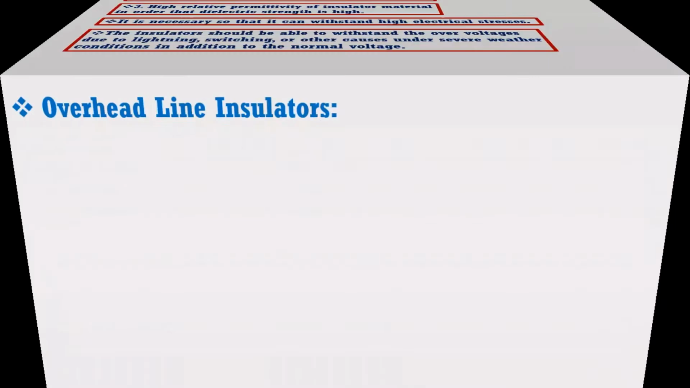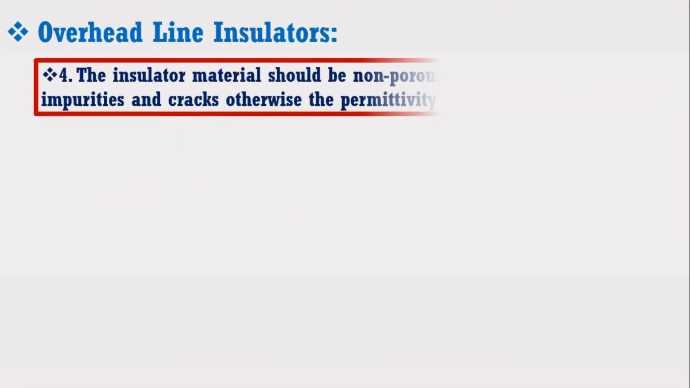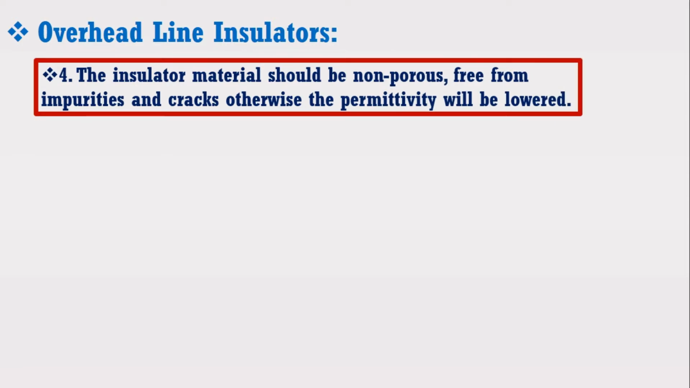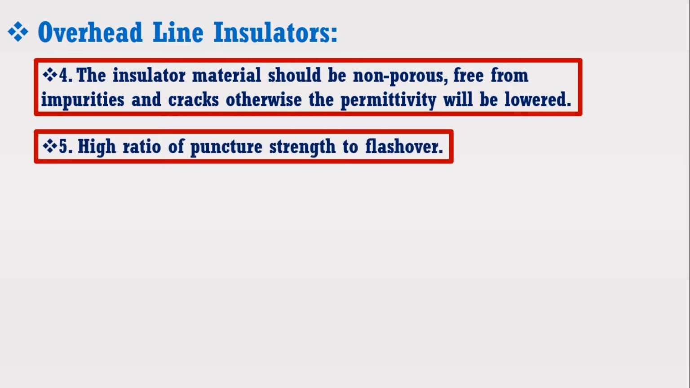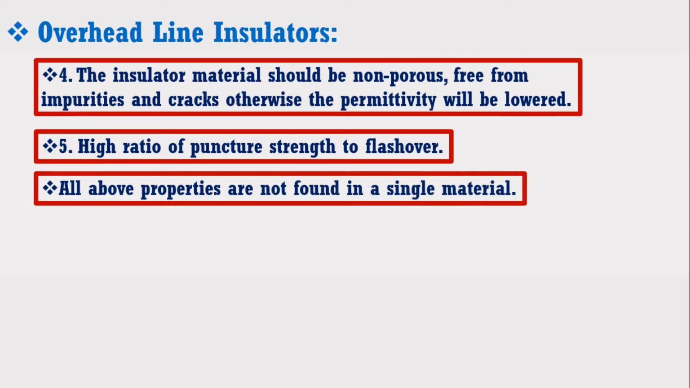Number 4. The insulator material should be non-porous, free from impurities and cracks, otherwise the permittivity will be lowered. Non-porous means it must not absorb moisture, otherwise its insulation will fail. Number 5. High ratio of puncture strength to flashover. All above properties are not found in a single material.